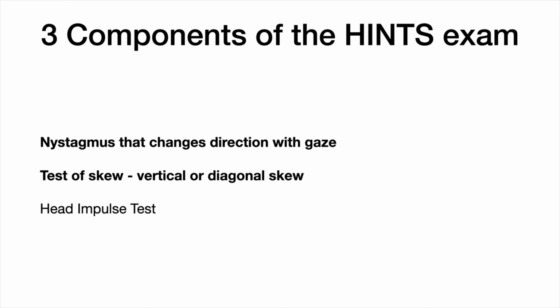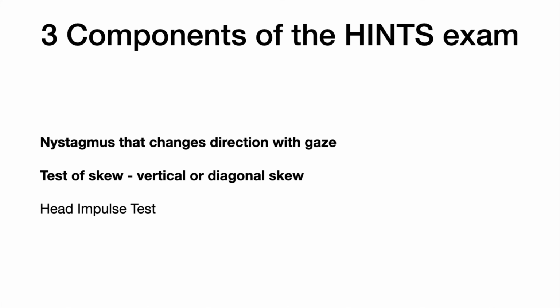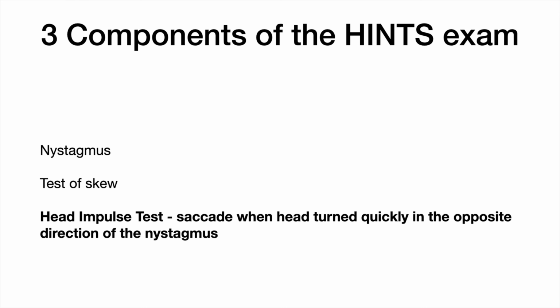mostly stroke. The second HINTS finding that is only seen in stroke is abnormal vertical or diagonal skew. When his right eye is uncovered, the eye moves diagonally upward and inward, and downward and inward for the left eye. Neither of these findings are seen in most dizzy strokes, but if you do see them, it's a stroke. And you don't see these findings in vestibular neuritis. Now contrast that to the head impulse test.